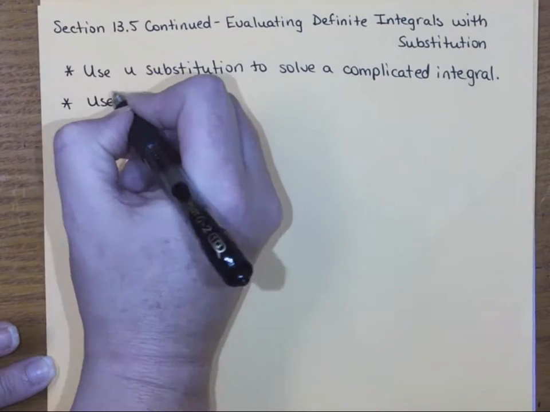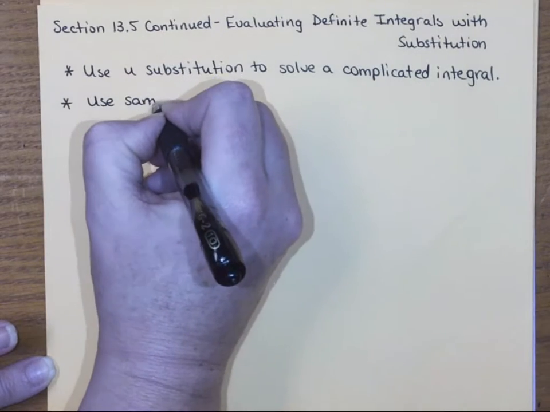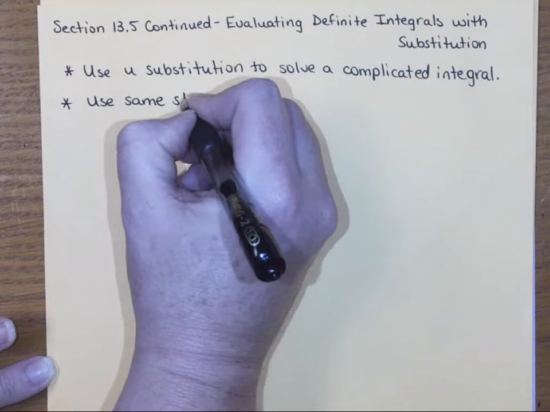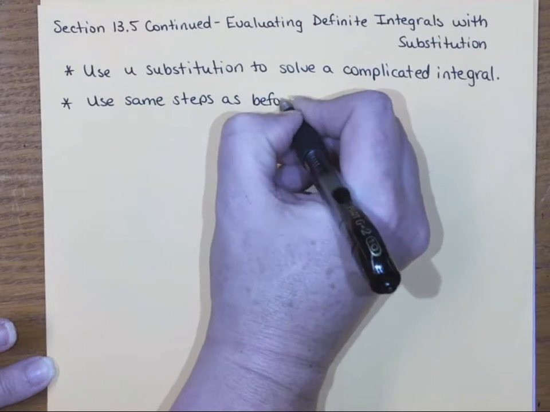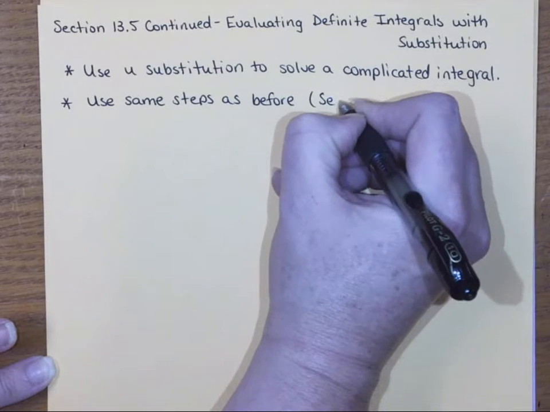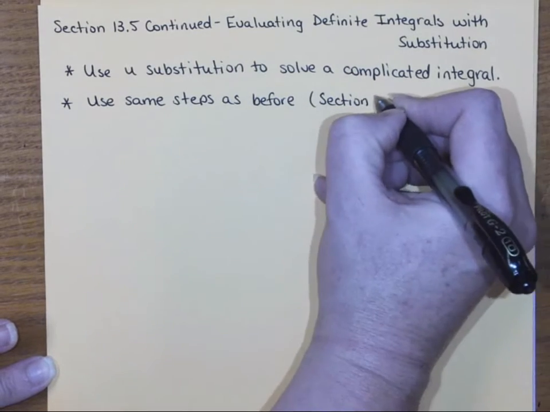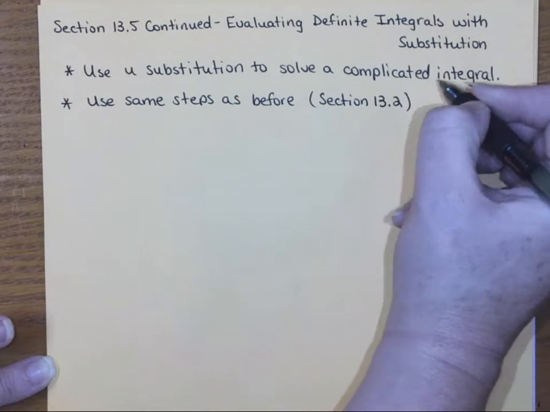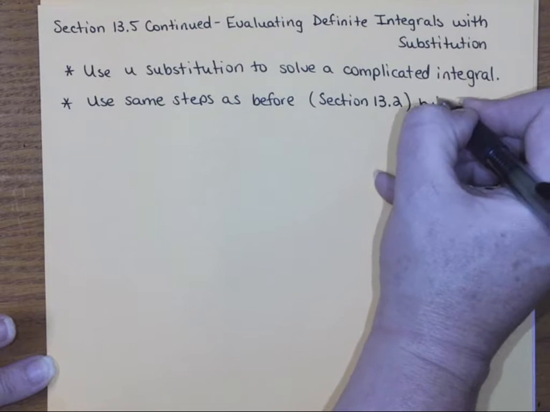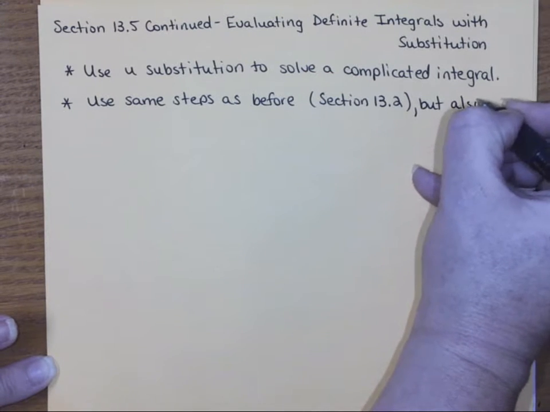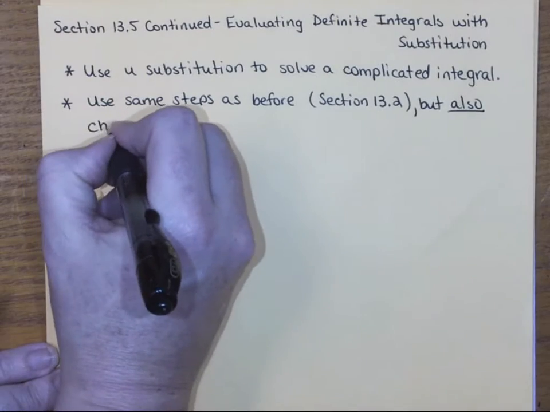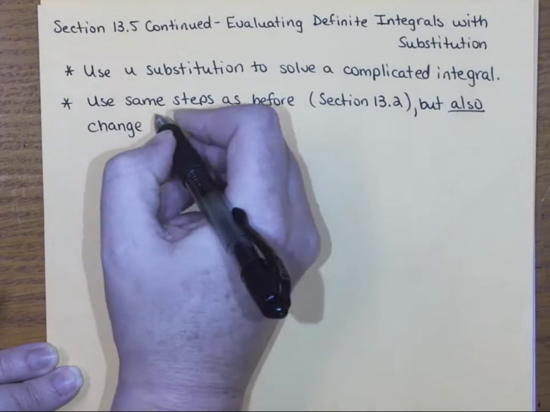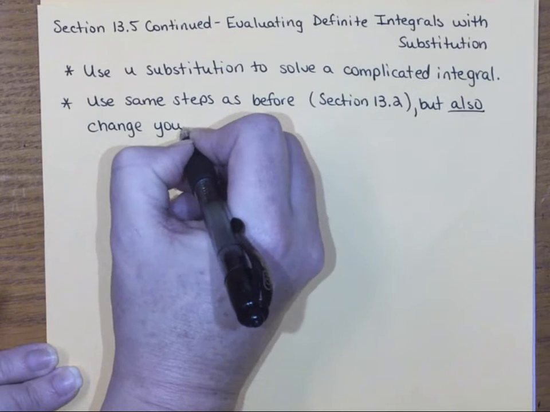So you might want to refer to the video for that if you were a little shaky on that, but you're going to use the same steps as before. In other words, I don't want to list them all out. You're going to decide what your u is based on the most complicated piece, find the derivative of that, and make an adjustment if you want. The only difference here is you're going to also change your upper and your lower limits to be in terms of u.